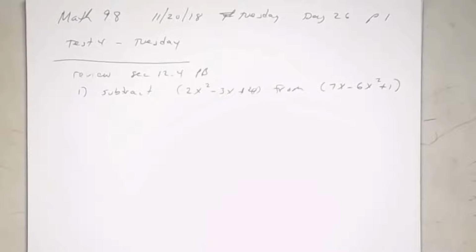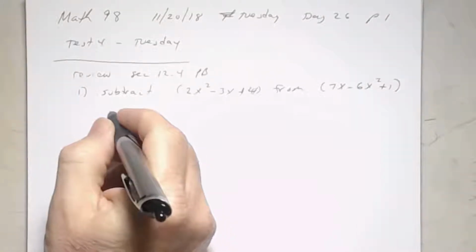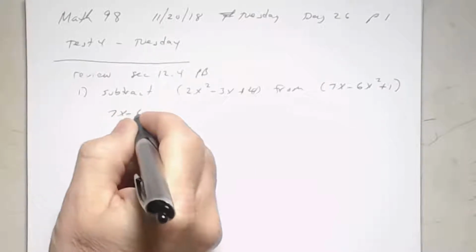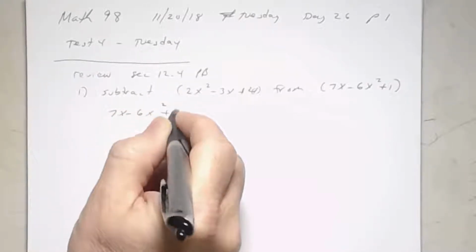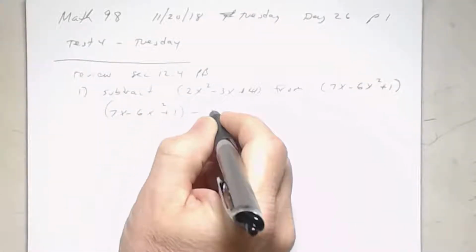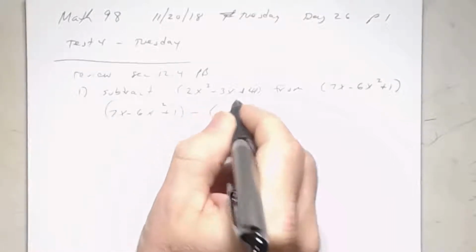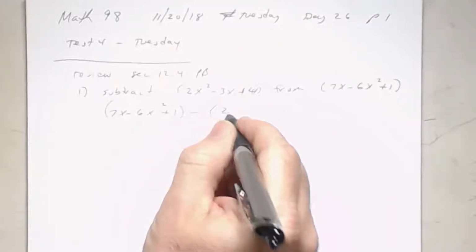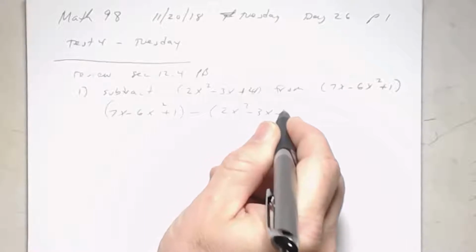So you write that second polynomial first, right? So you'd say 7x minus 6x squared plus 1. And then you're subtracting this polynomial. Don't forget to put that in parentheses, though: 2x squared minus 3x plus 4. So remember, if you mistakenly leave the parentheses off of that second one, you're going to have some errors. Okay, so that's what we have.